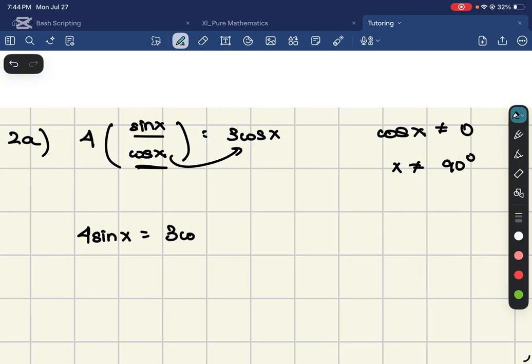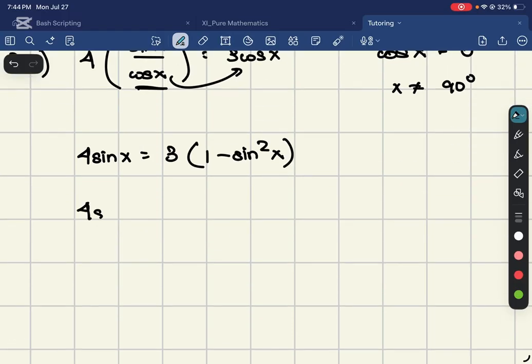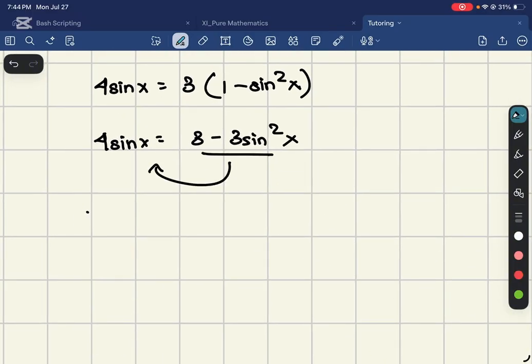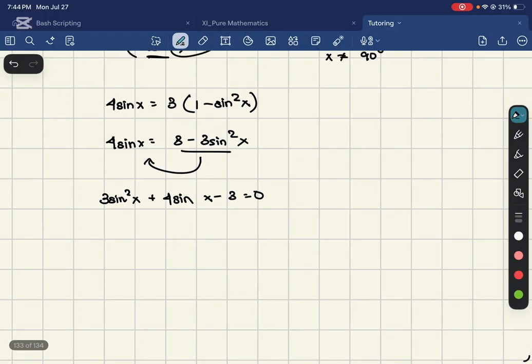So I get 3 cos squared x, and cos squared x can be written as 1 minus sine squared x. All right, so I can write this as 4 sine of x is equal to 3 minus 3 sine squared x. And if you bring your right-hand side to your left-hand side, you get the equation 3 sine squared x plus 4 sine x minus 3 is equal to 0. And let's try to factorize this. So my sum is going to be 4. My product is going to be negative 9, right?